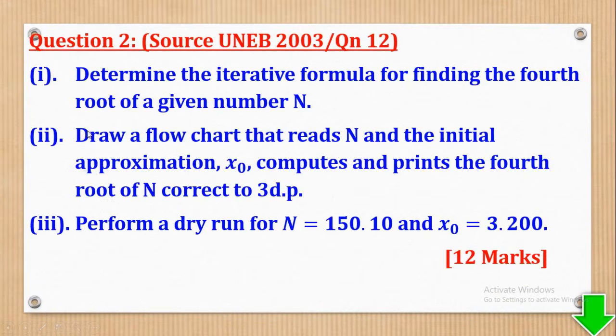Now we shall go to Roman 2, where they say draw a flowchart that reads capital N and the initial approximation x0. So here, unlike in the previous question, they only wanted you to read the initial approximation, but this question they wanted to read both the initial approximation and capital N. Then after that you compute and print the fourth root of capital N correct to 3 decimal places. So let's first do that.